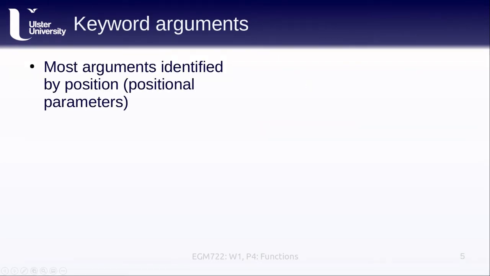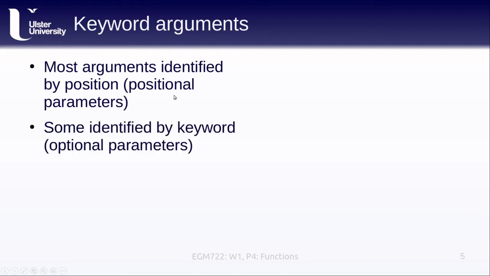When we're calling a function and we include arguments, they can either be keyword arguments or positional arguments, as I said. Most of the time, the arguments are going to be identified by position, so they're also known as positional parameters or positional arguments. Sometimes they're going to be identified by keyword, so they're known as optional or keyword parameters.